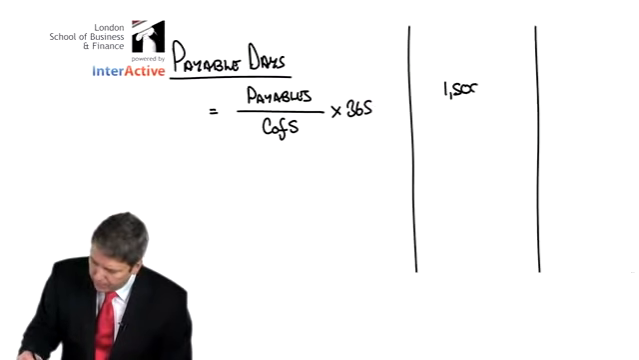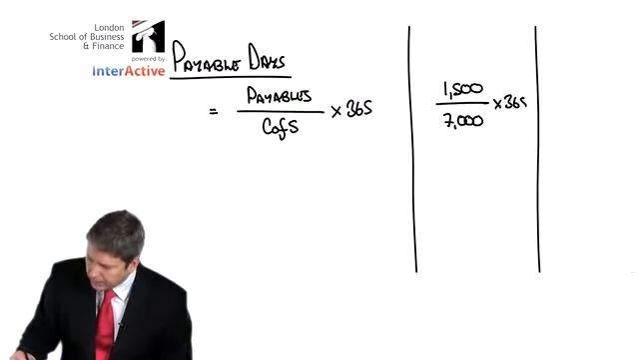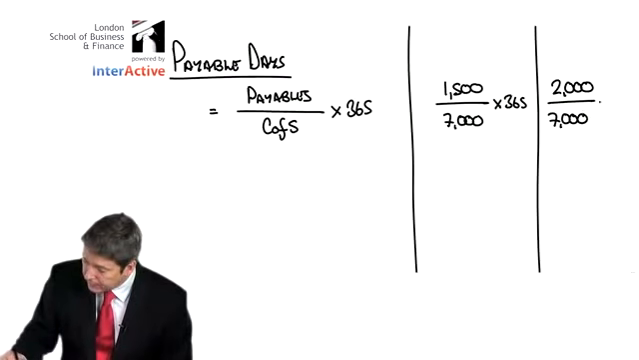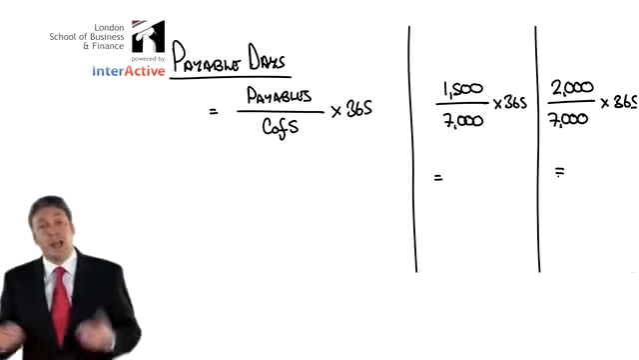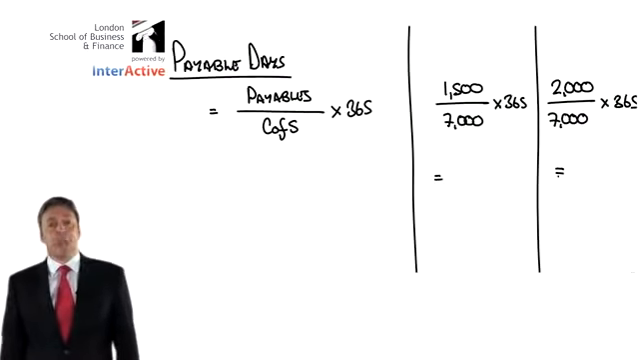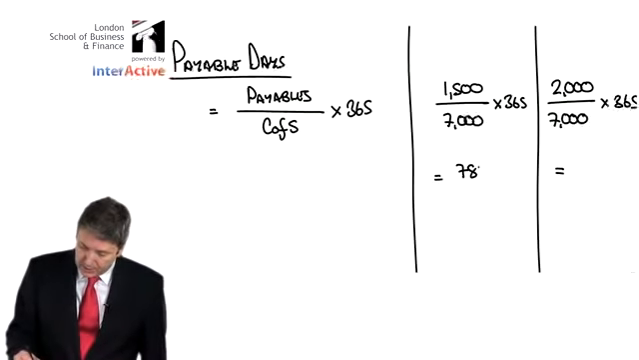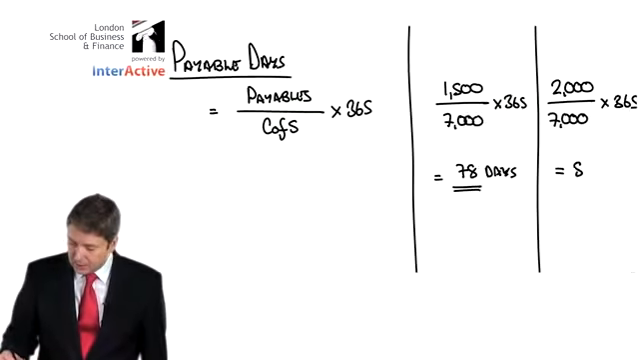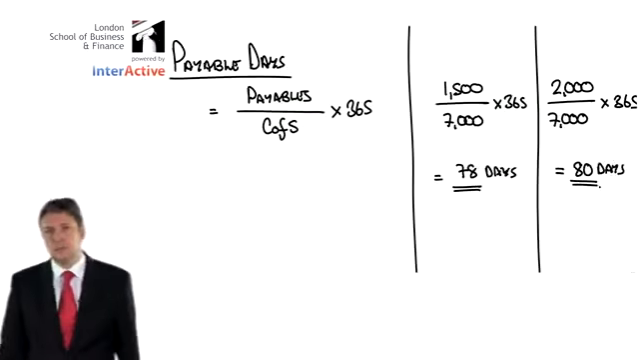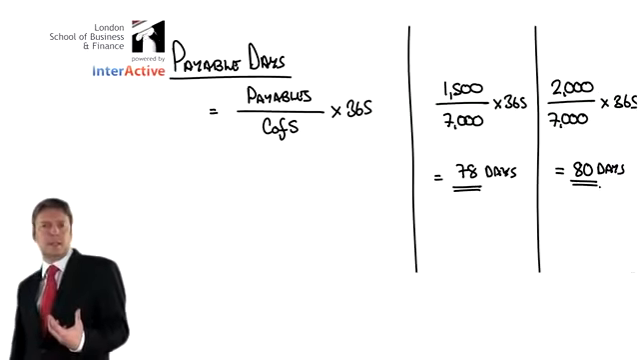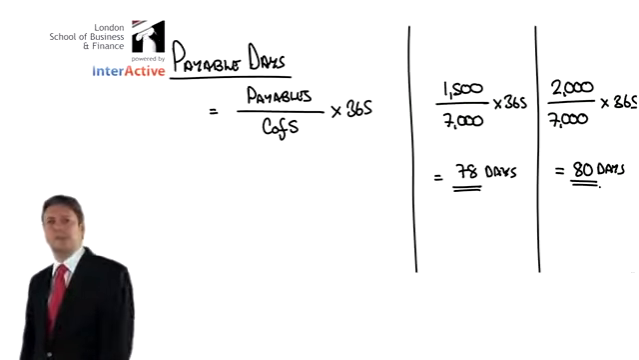We said 1.5 million over 7 million multiplied by 365, and 2 million over 7 million multiplied by 365. So, how many days does this come to? Well, in the first instance, we get 78 days. In the second instance, we get 80 days. So what mind-bogglingly exciting things can we tell the examiner from this?